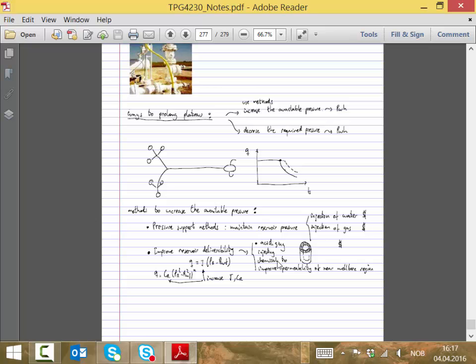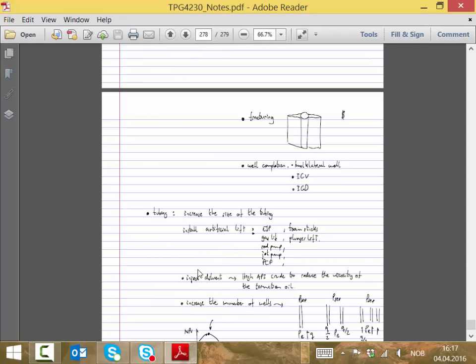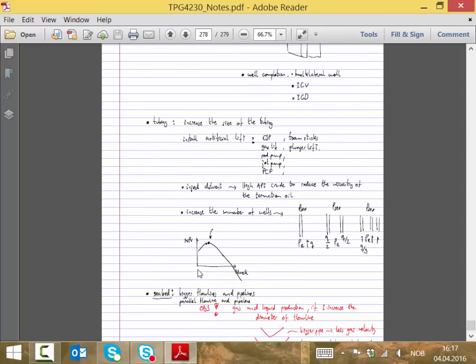We could also improve the deliverability of the formation, and we talked about some methods. There might be some others. Basically we see increasing the constant in the IPR. Then we talked about the tubing and the flow lines. We may want to increase the size, so as to reduce the losses there.